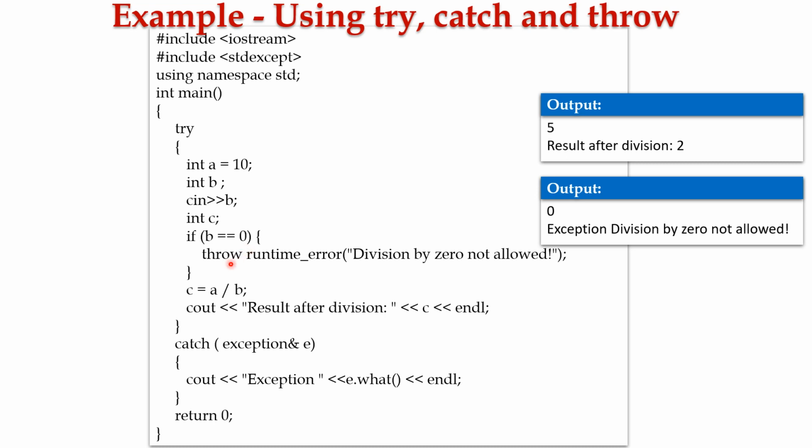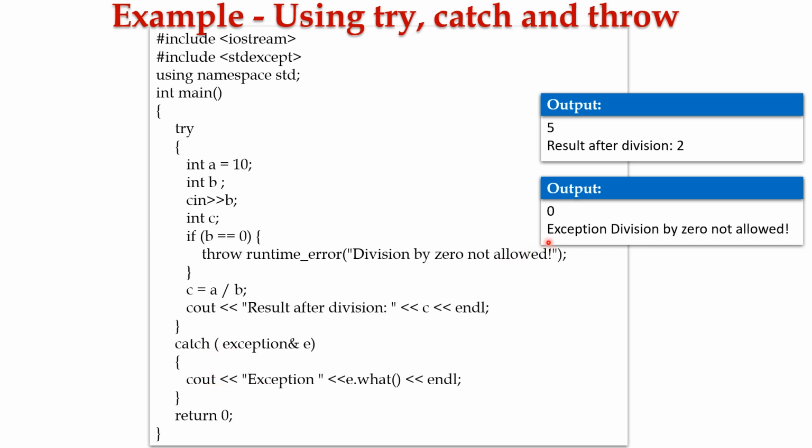Then it throws an error of an object type runtime error along with the message "division by 0 not allowed." So this is the throw point here. We have obtained the throw point and the exception object is thrown to the catch block. So the catch executes this out statement by displaying the message exception.